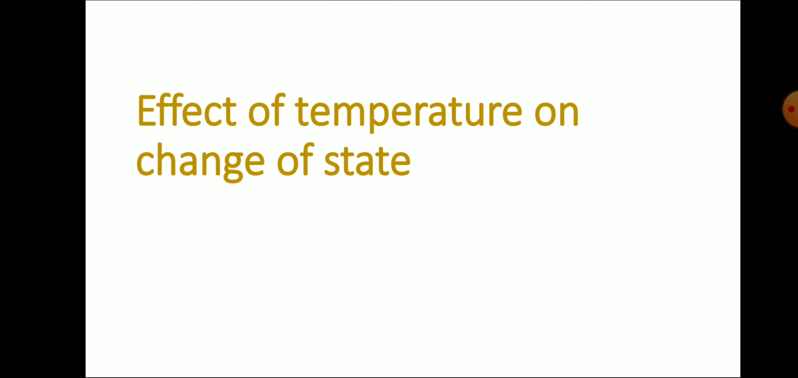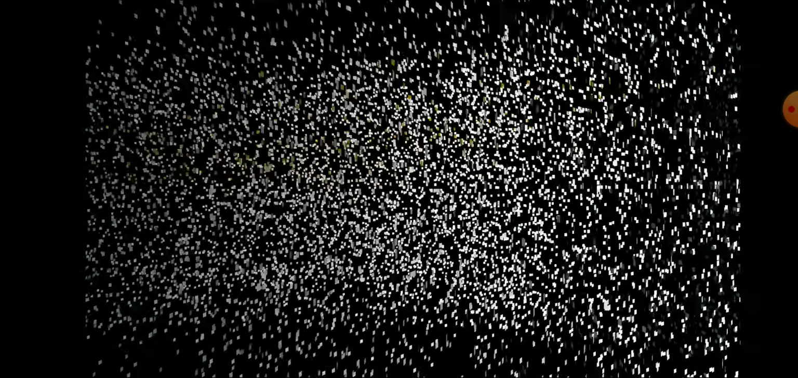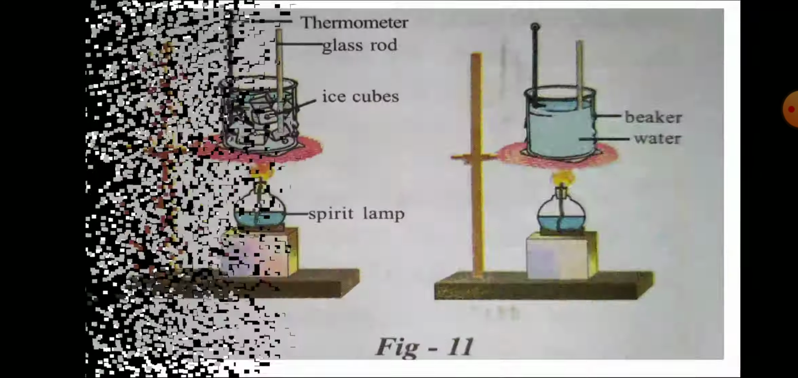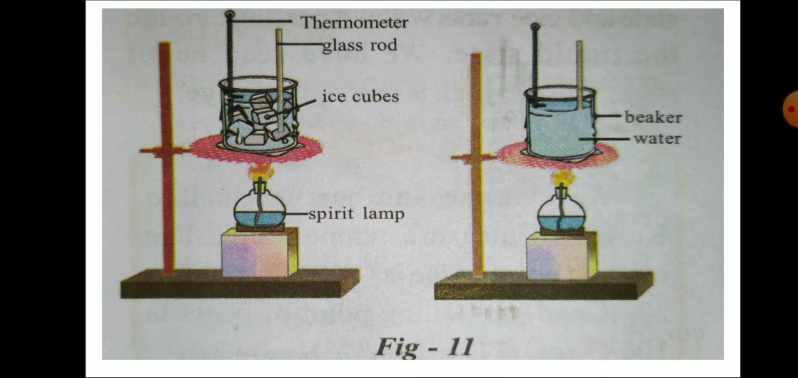To prove that, we have a small experiment here. See the experimental arrangement in the first figure. There is a spirit lamp. Ice cubes are taken in a beaker, and we are keeping a glass rod to stir, and by the side of that a thermometer is also taken. So when we start to heat with the spirit lamp, these ice cubes start to melt.